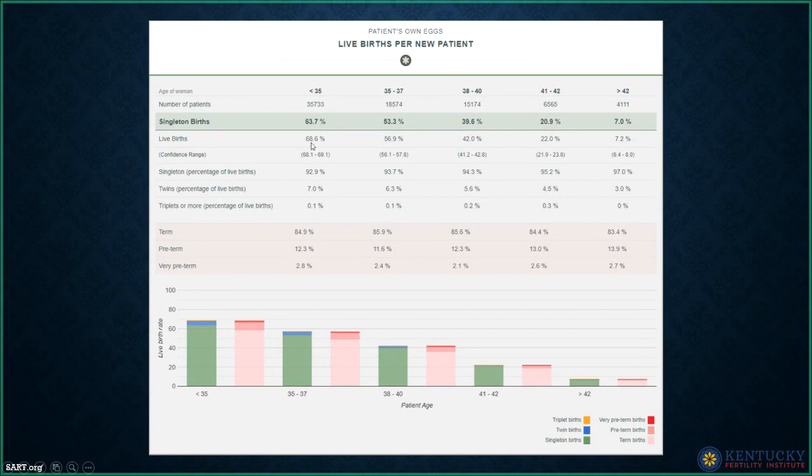Live birth rates approach 69% in our youngest patients and trend down as women get older. You can see twinning rates are minimal. Current treatments tend to have twinning rates in the mid to low single digits, which is excellent for most of our patients. They should have lower rates of twinning with IVF now than they would with ovarian stimulation with Clomid or letrozole. So you could argue IVF is certainly more successful and for many patients safer, particularly when you factor in the multiples rate. This is a current profile of live birth rates with IVF.